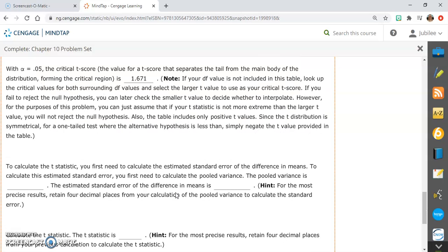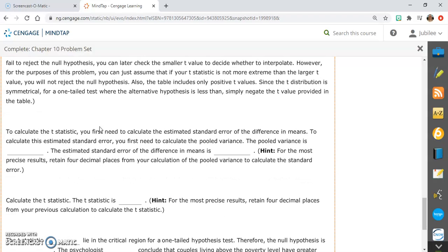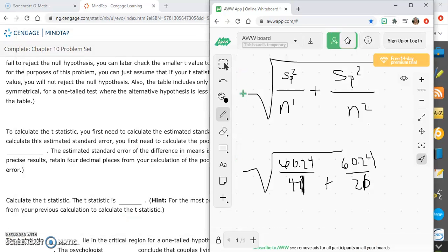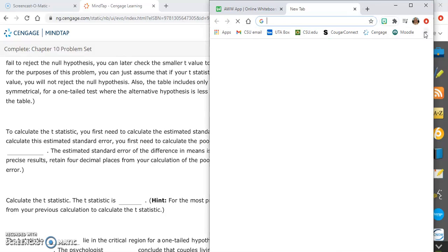Okay, so now I'm ready to calculate the t statistic. But before I can do that, I have to calculate the standard error. And before I can do that, I have to calculate the pooled variance. So let me do that first. I need to pull up my whiteboard here. So that's the formula for standard error. Actually, let me just get another whiteboard here.